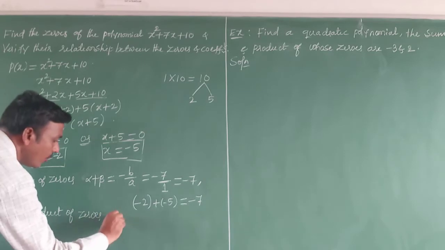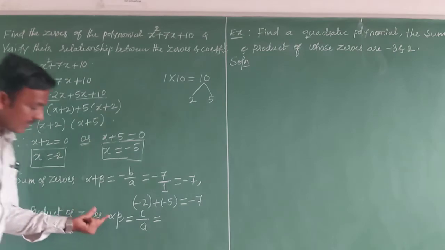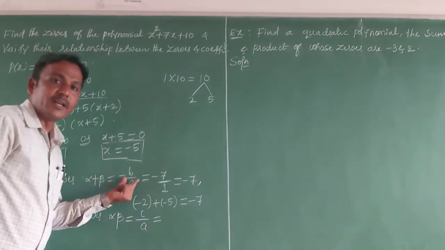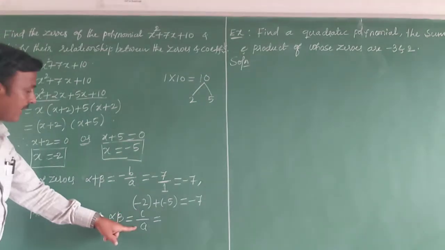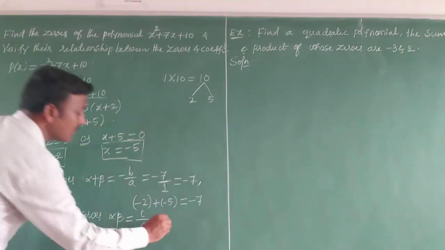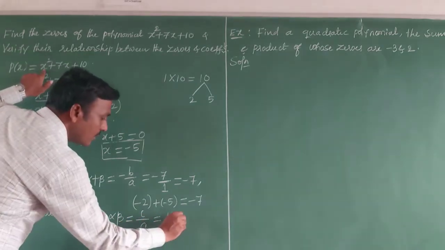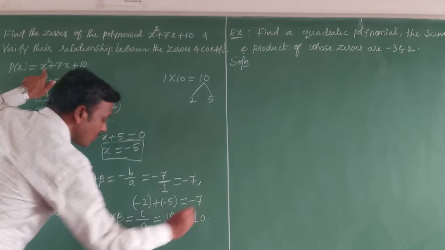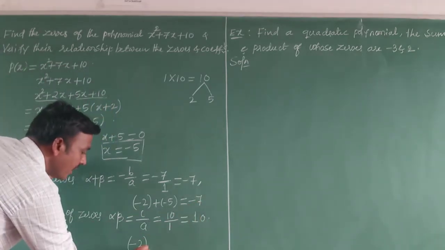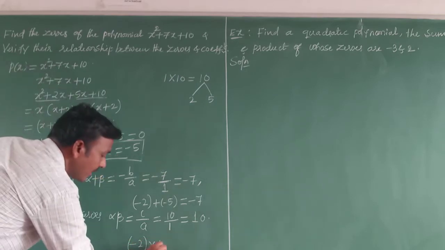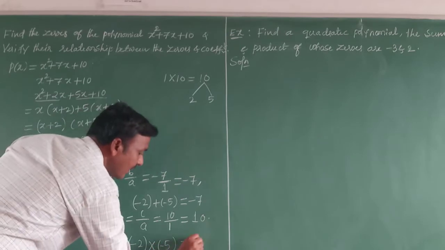Similarly, product of zeros, alpha into beta, is equal to c by a. This relation already you know: sum of zeros equal to minus b by a, product of zeros is equal to c by a. c is nothing but the constant term 10 divided by a, the coefficient of x square, 1, that gives us 10 only. So what is the product of zeros? Alpha is minus 2 into beta is minus 5. Minus 2 into minus 5, minus into minus is plus, 2 fives are 10.